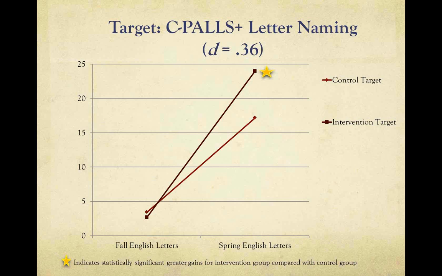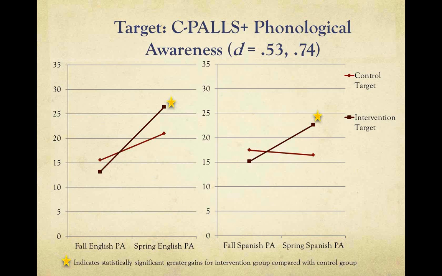And we can see a greater rate of growth here for the children in the target group in those intervention classrooms. And we also have a nice effect size here, if there's any researchers in the audience here, of that 0.36. Next thing I'd like to show you is some results for phonological awareness. Here we have some nice results for children's skills in English. That's on the left, and then in Spanish. So we also see a nice gap between those two groups indicating that greater rate of growth for those intervention target children compared to those in the control group.